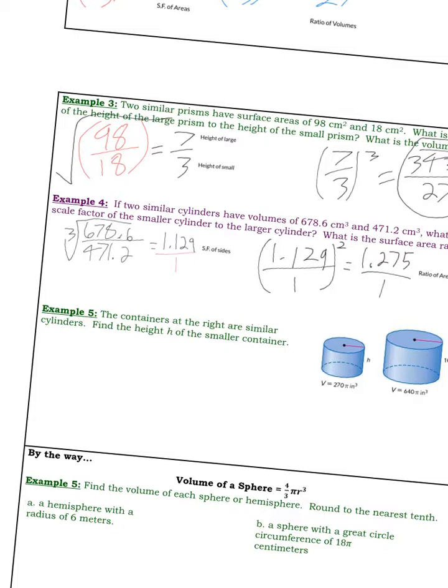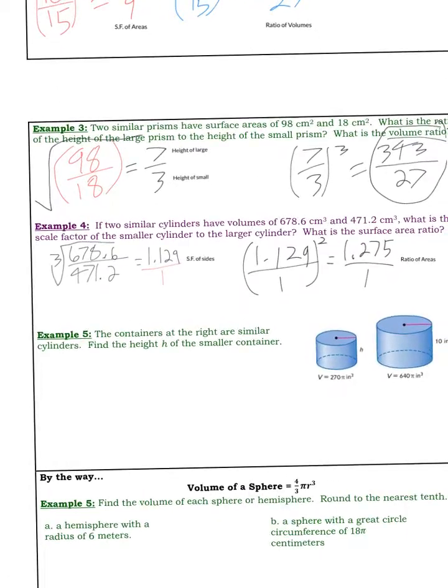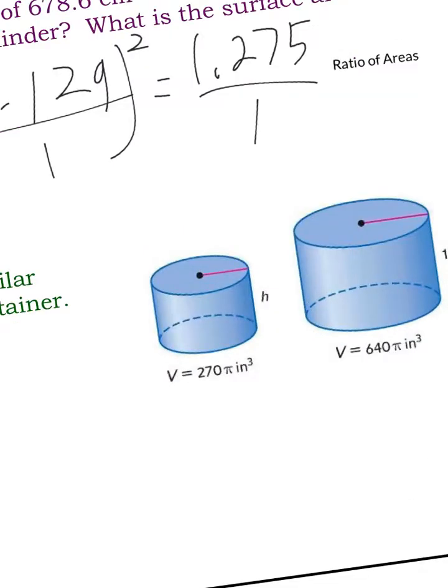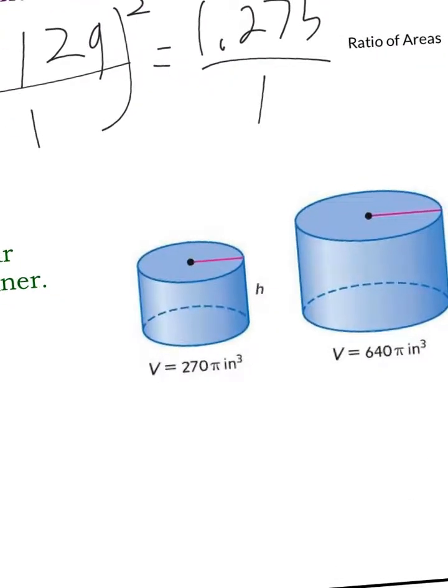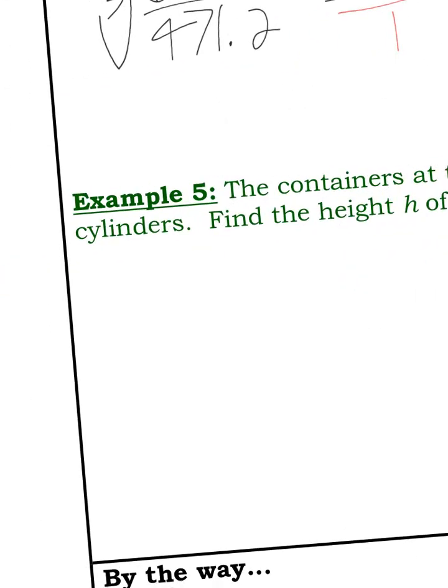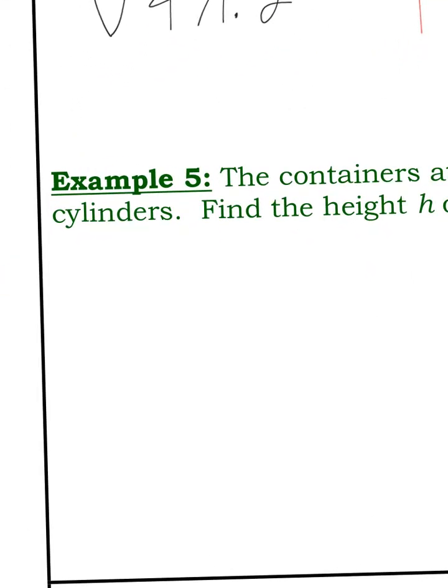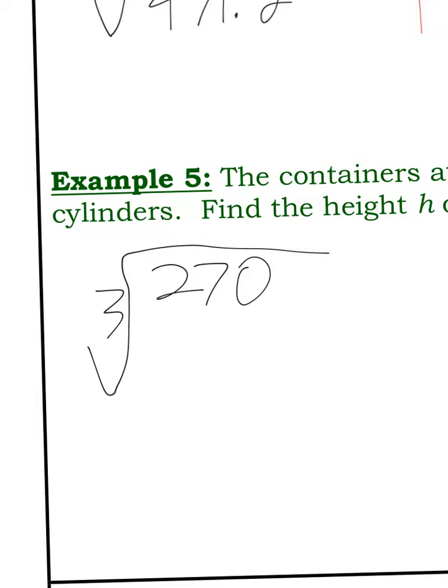I got one more example. Here are the containers at the right. They're both similar. Find the height of the smaller container. So what you want to do is do a ratio of your volumes. I'm going to work from left to right. I'm going to do the cube root to undo the cube, because I'm going down to the height. That's the first dimension. So I'm going to go 270 over 640, and the cube root of that is 3 over 4.